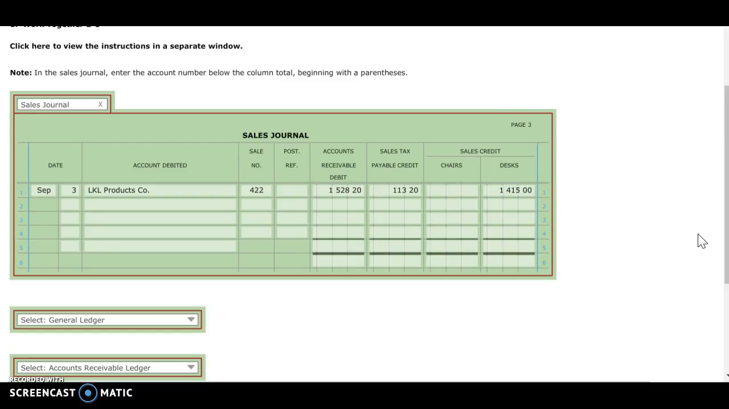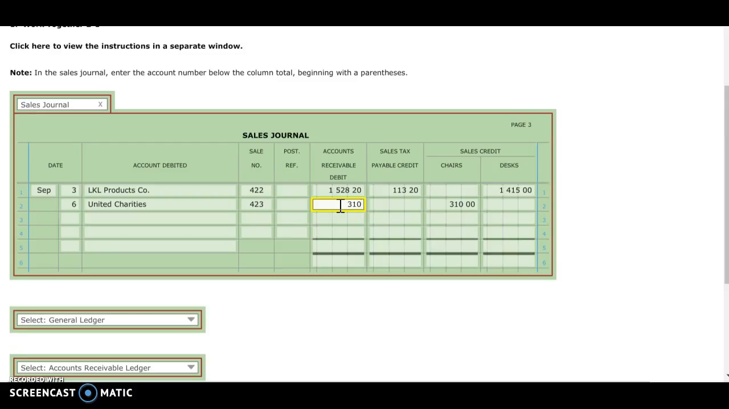Okay, next one on September 6th, it says that we sold a chair to United Charities. They are tax exempt for $310, sales invoice 423. So I'm going to move to the next one. It is the 6th. I'm going to put in our customer, United Charities. We're using sales invoice 423. Okay, now I'm going to find they bought a chair from us. So sales credit chairs for $310. Remember, it says that they are tax exempt. So we do not have a sales tax in there. So they simply owe us $310.